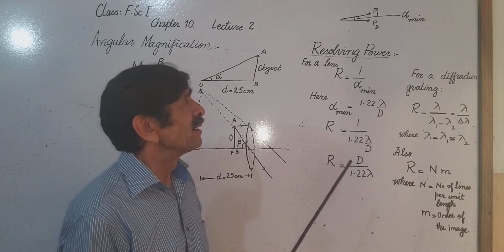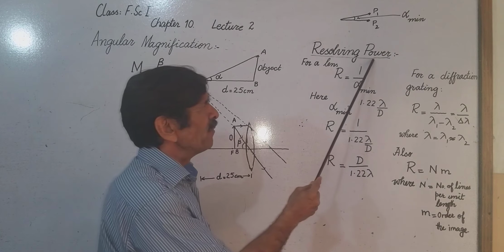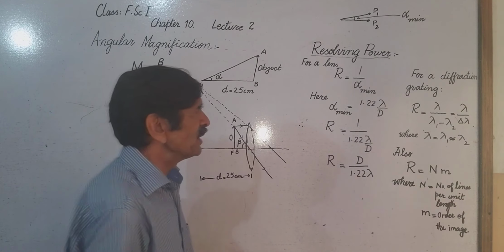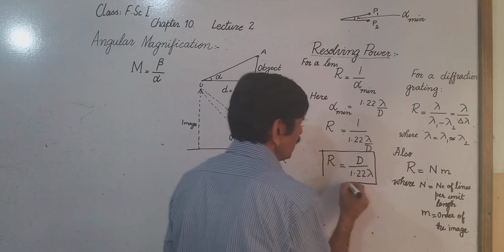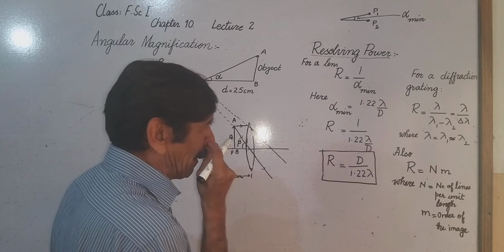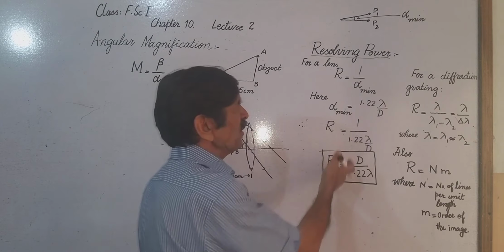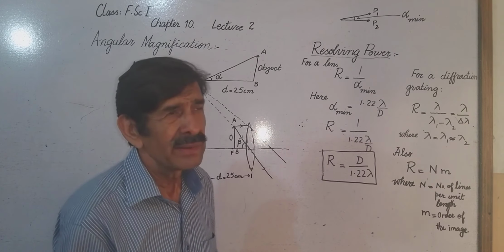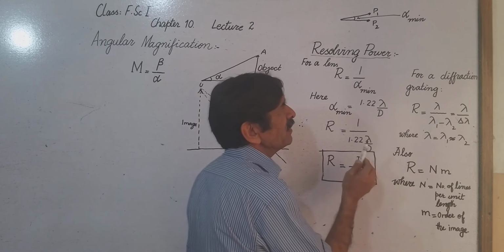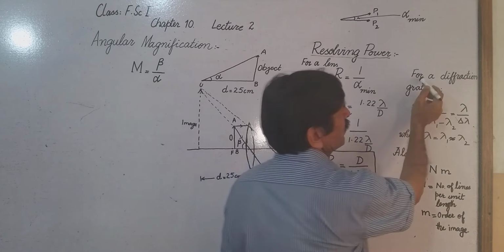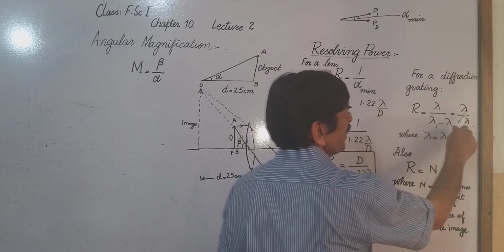So you can define resolving power mathematically by two equations. One is R is d divided by 1.22 lambda. This formula was given by Rayleigh, a scientist who worked in optics, and the resolving power of a diffraction grating is given by the other.